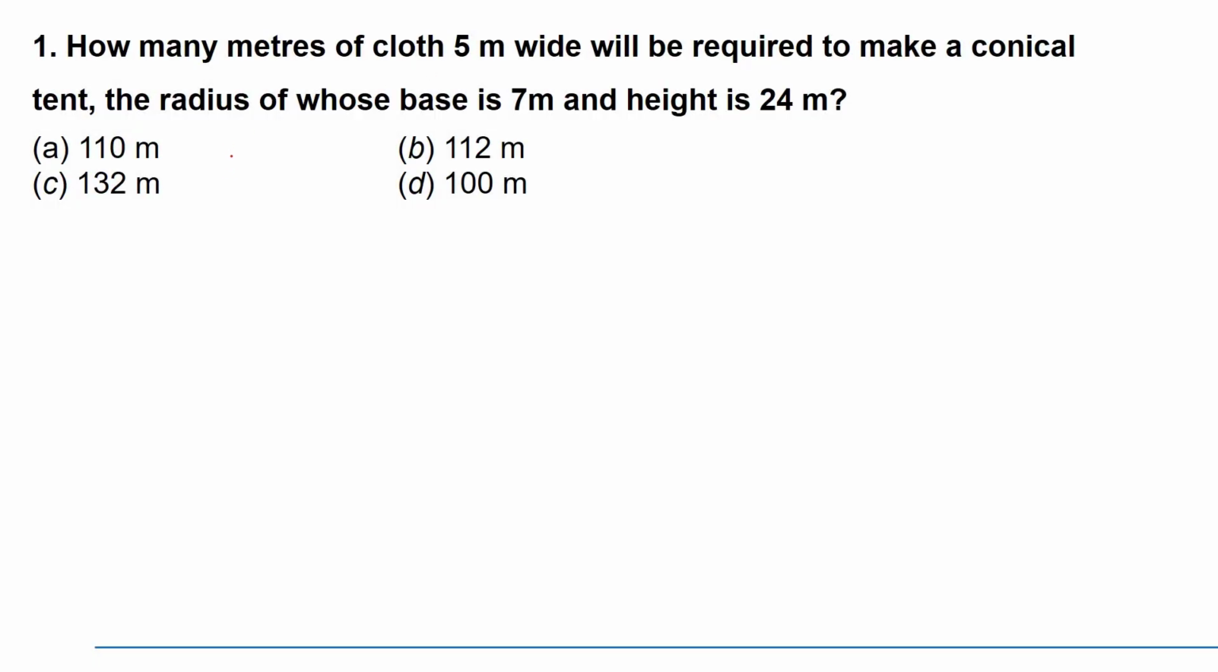First question. How many meters of cloth 5 meter wide will be required to make a conical tent, the radius of whose base is 7 meter and height is 24 meter? So we have to find out the length of the cloth which is having a width 5 meter. Let us draw the cone here. The radius of the base is 7 meter and the height is 24 meter.